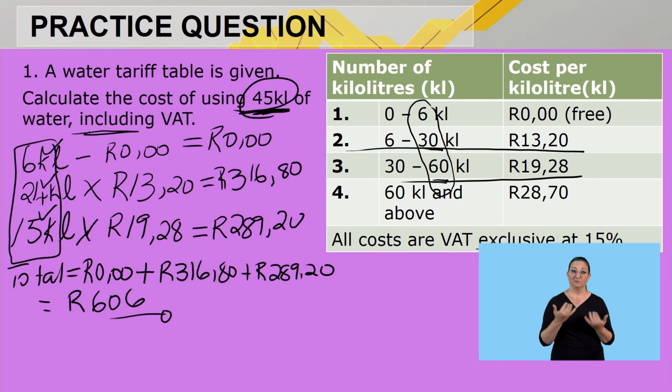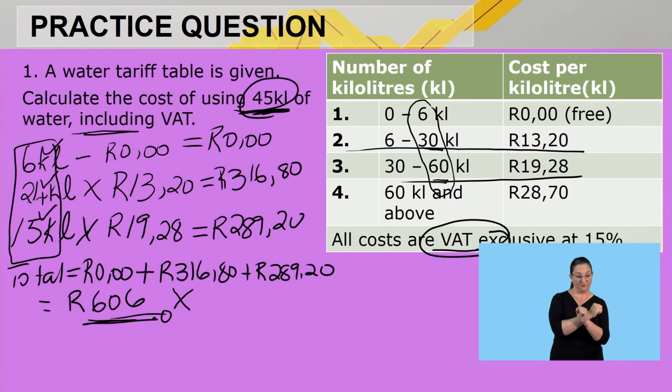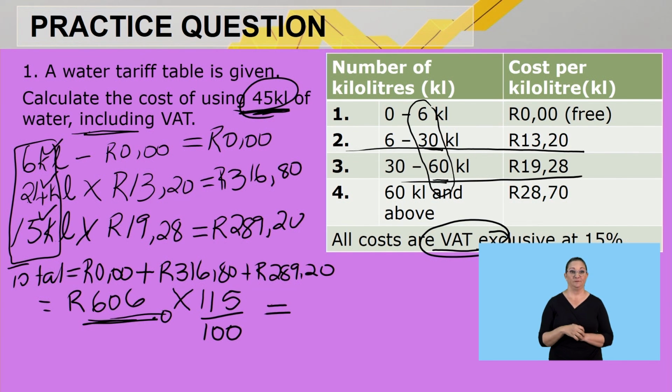But now going back to our table, it says VAT exclusive. So meaning this amount does not include VAT. So moving on, because this one is not your final answer. You must take your final answer, which was 606 rand, excluding VAT. Then you multiply it by 115 over 100, so that your total cost to be paid includes what? Your VAT.